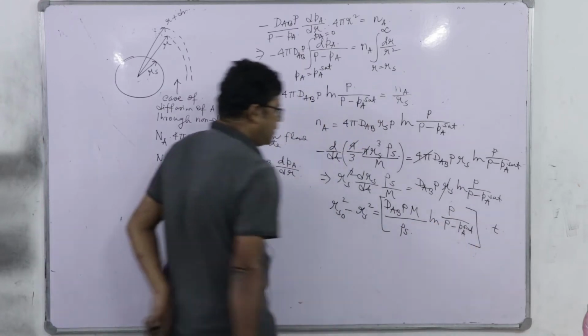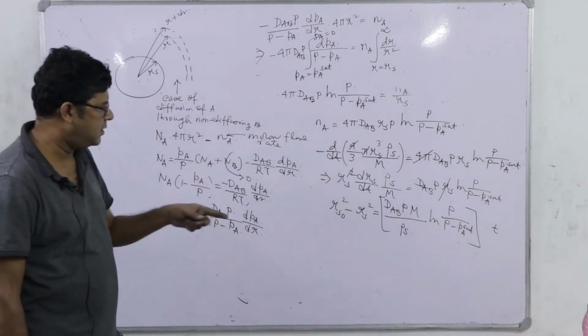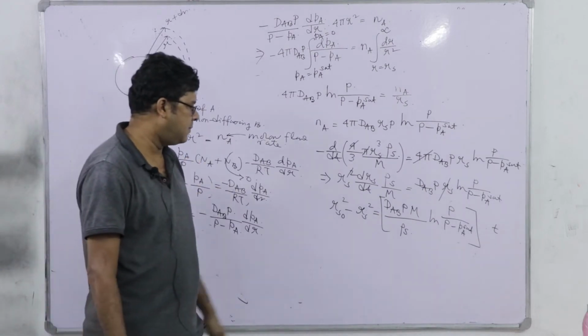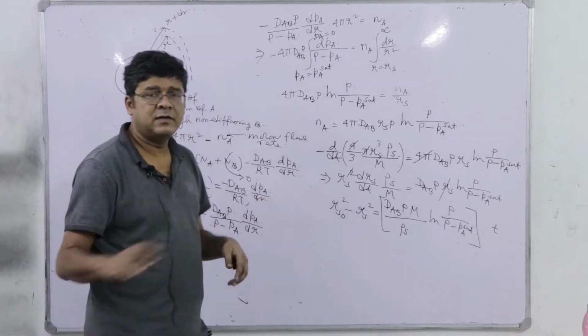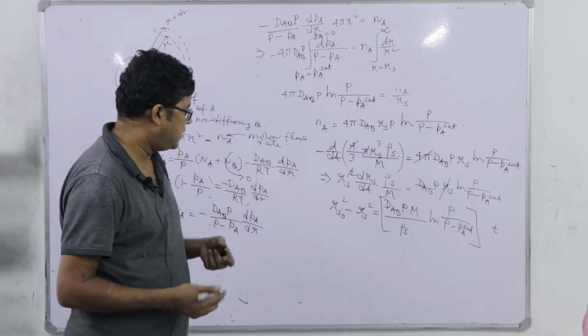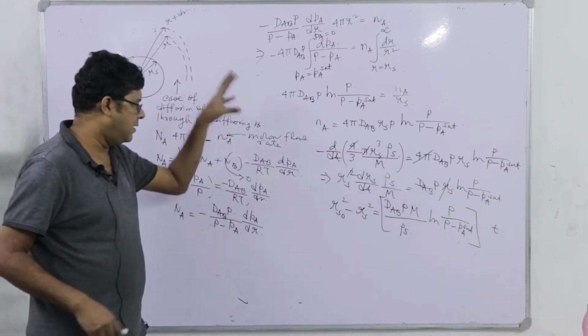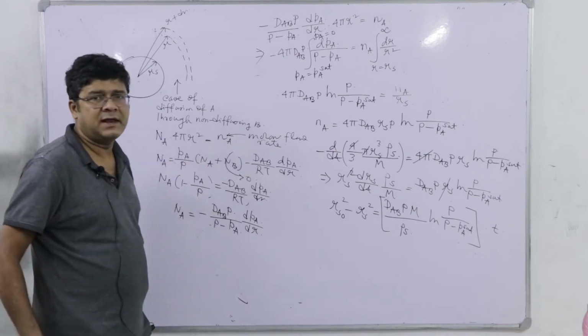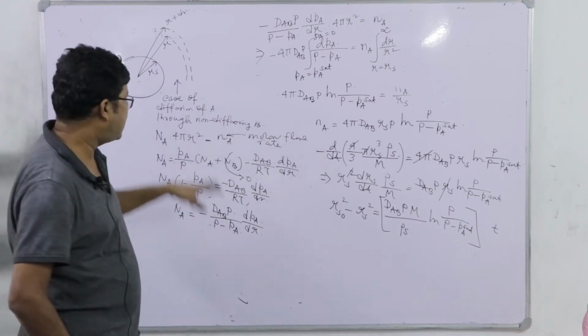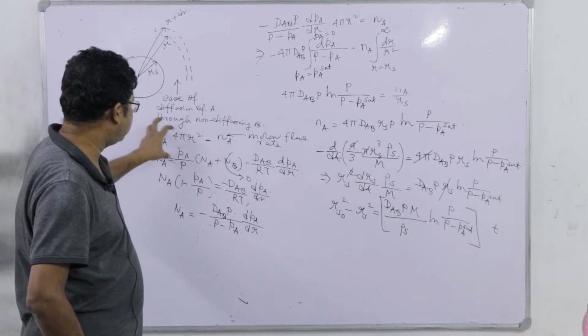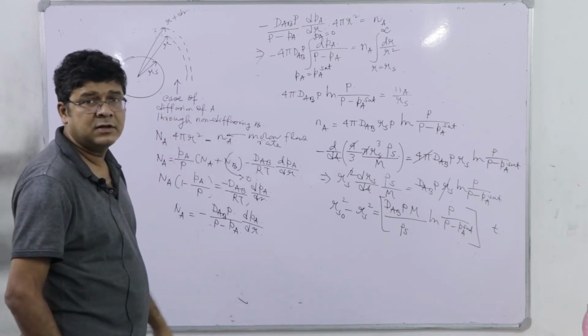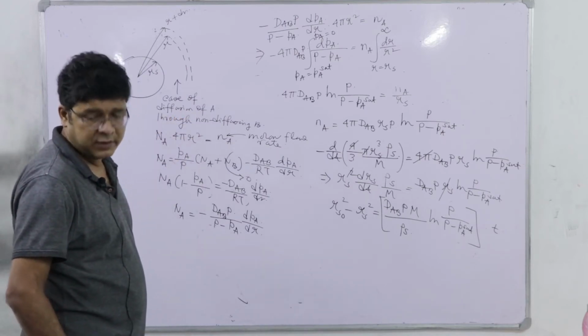So, again we get that the naphthalene ball radius will start decreasing quadratically. This is the idea of how to incorporate the variable flux concept, where the area is variable, but the total molar flow rate remains constant.